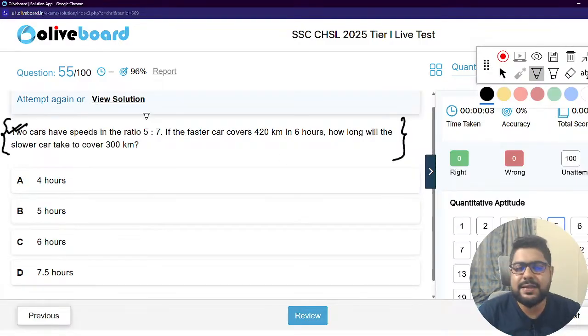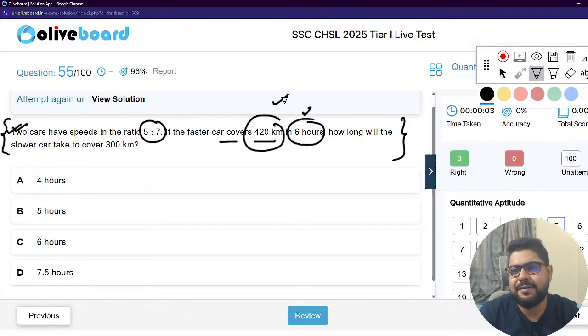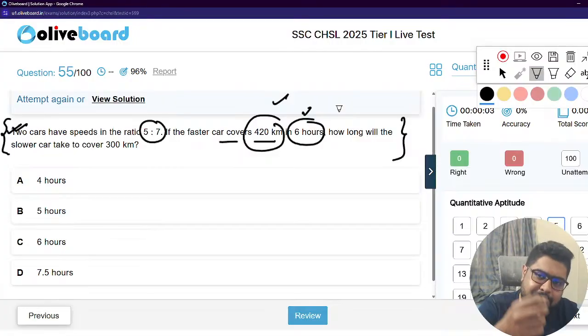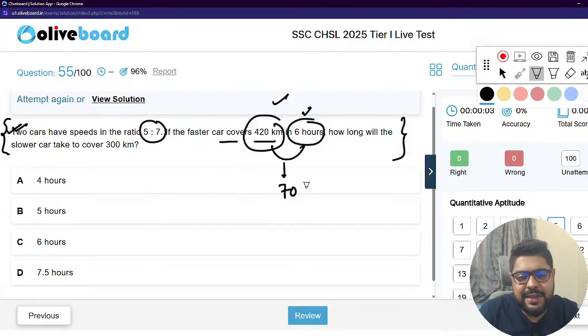Sir, two cars have speeds of this and this. The faster car moves this distance, and the time in hours is given. That means they are asking you, we have given you the speed. So speed will be what, sir? 10 sevens are 70, so 70 kilometers per hour.